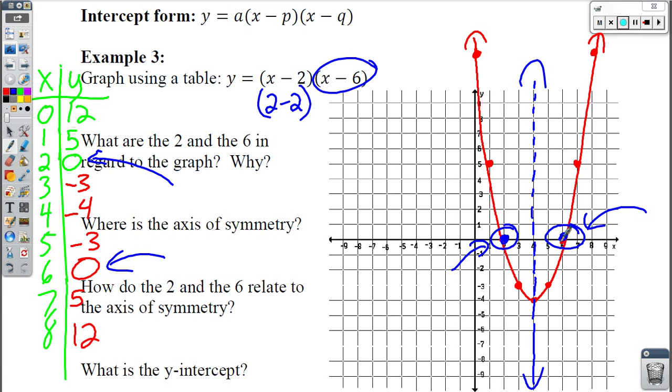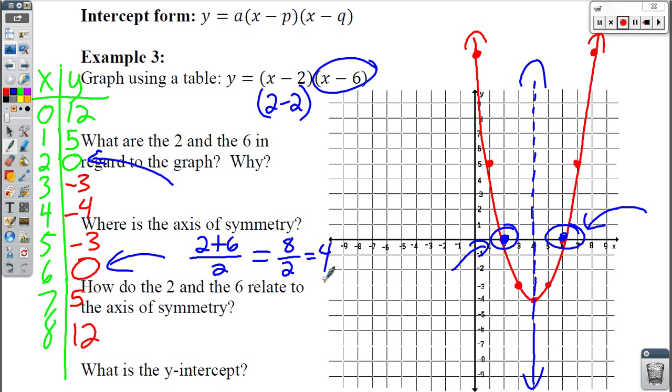We average them. And so from intercept form, if you want to know where the axis of symmetry is, you can just average the two x-intercepts. So we do 2 plus 6 divided by 2. That's going to be 8 divided by 2, which is 4. And you can tell that is exactly where I just drew that line from looking at it.